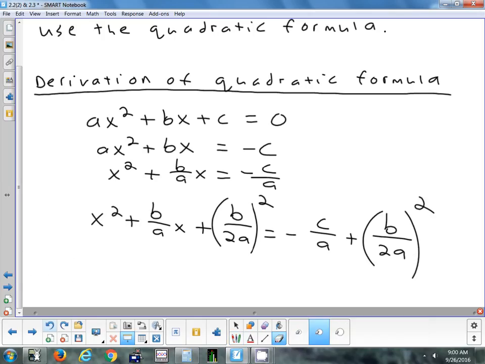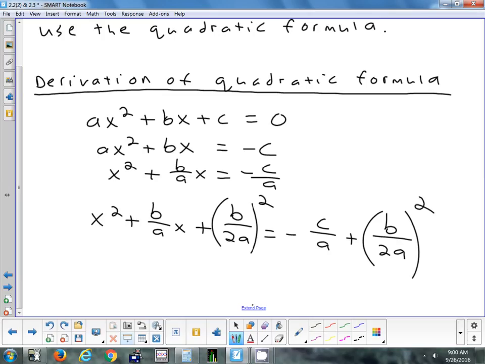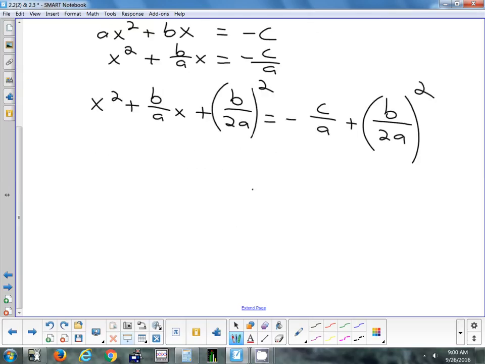Okay. Now let's rewrite that right-hand side a little bit. X plus b over 2a, still squared, equals. Now I'm going to write this as negative 4ac. You could write it as negative c4a. It's the same thing. But I'm hoping that you're starting to see part of the quadratic formula. Okay, we have a b squared and a minus 4ac, all over, now my denominator is 4a squared.